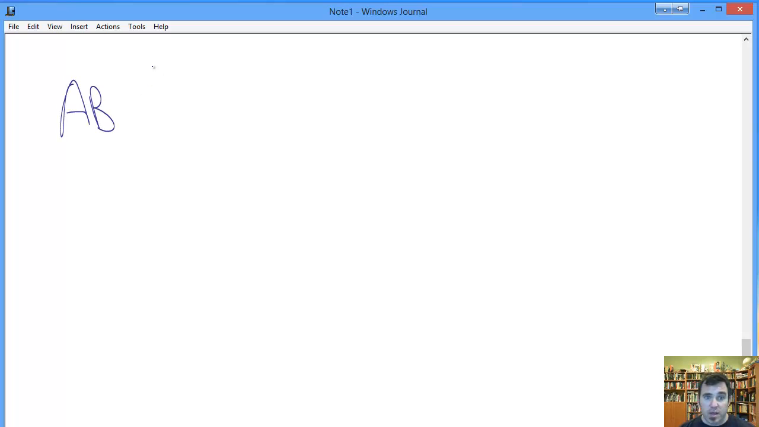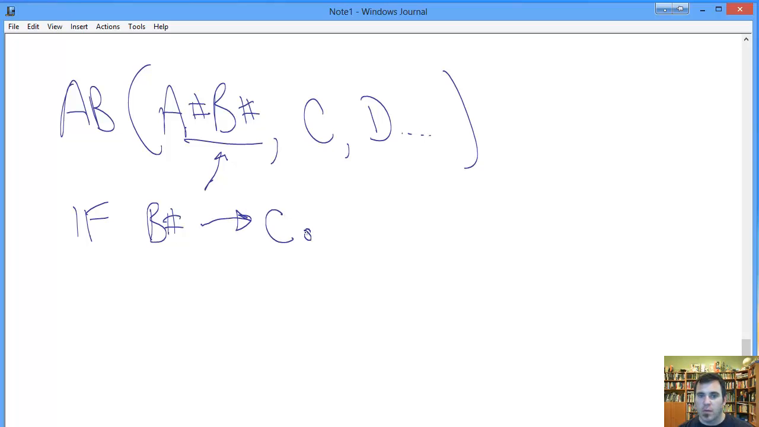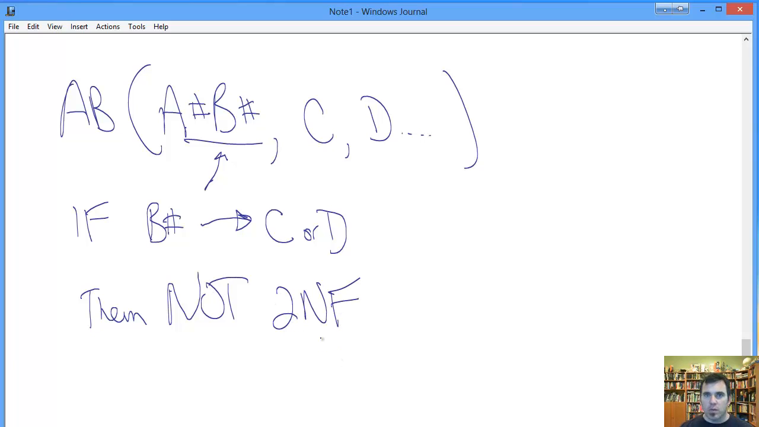So in this example, where we have the AB relation, let me start over. We have AB with a concatenated primary key, A number and B number together. And then we've got C and D and so forth. If B number alone, just B number, part of our primary key, determines, for example, C or D, then we do not have second normal form. Okay? So let's look at a concrete example, because that usually makes things a little clearer.